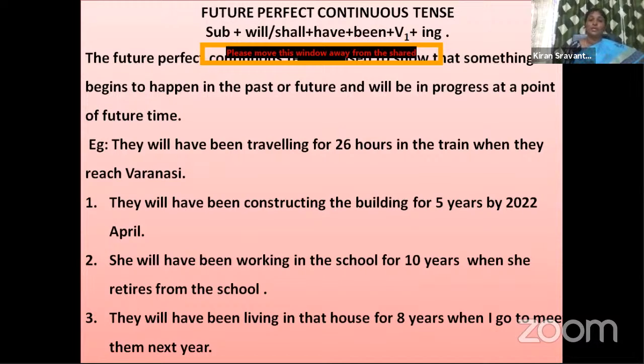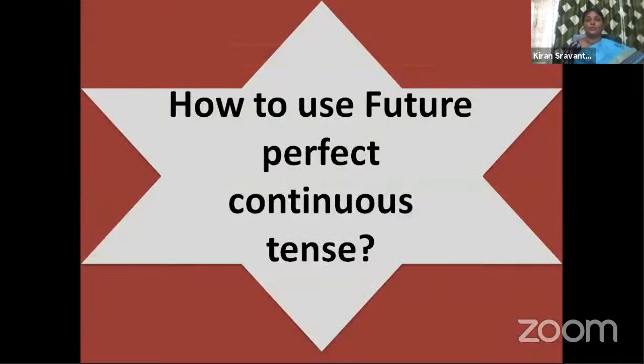She will have been working in the school for 10 years when she retires from the school. They will have been living in that house for 8 years when I go to meet them next year. Then how to use the future perfect continuous tense structure.